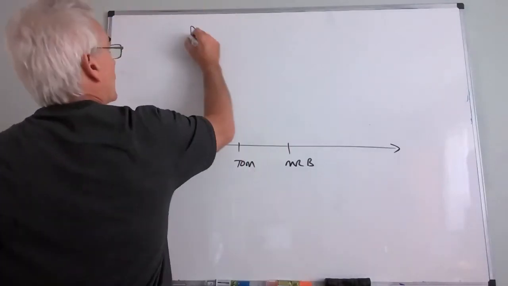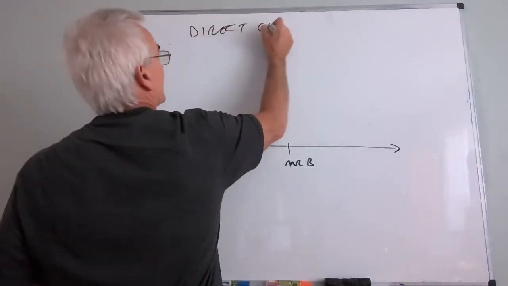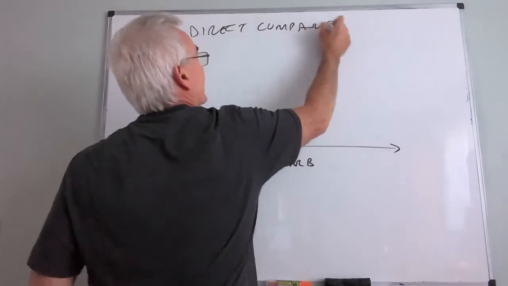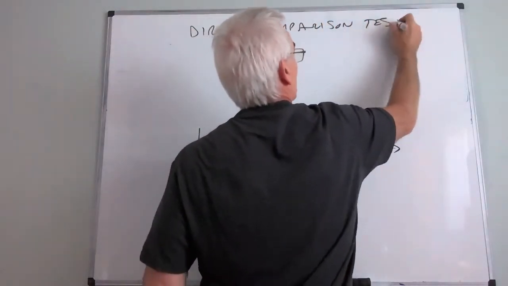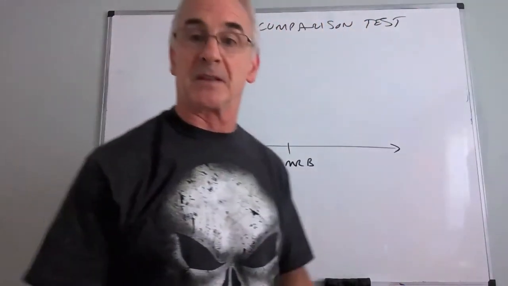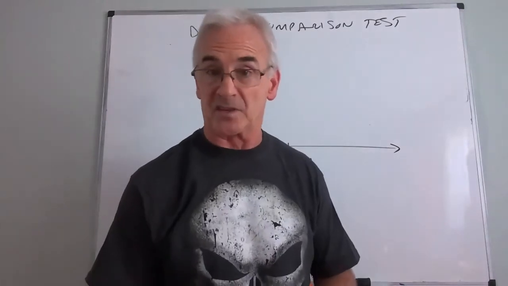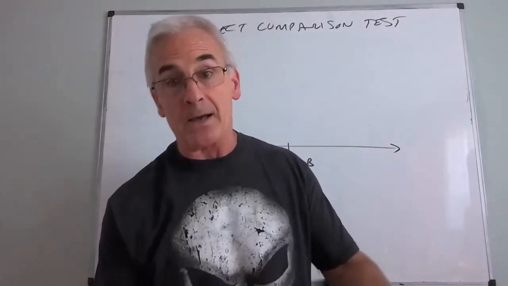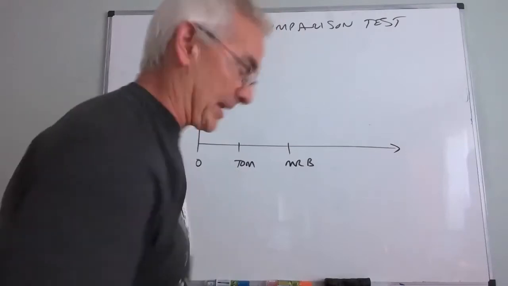This is called the direct comparison test. It's by far the easiest one. It's the one we'd want to employ the most often because it not only requires the least amount of work, it's the easiest to conclude, but also we probably don't get to use it all that often.